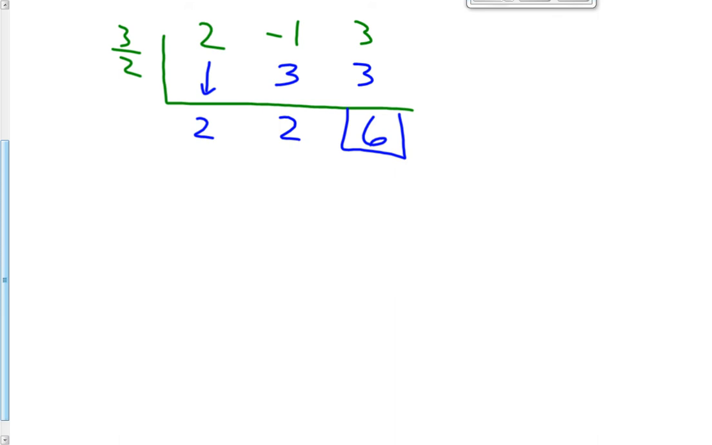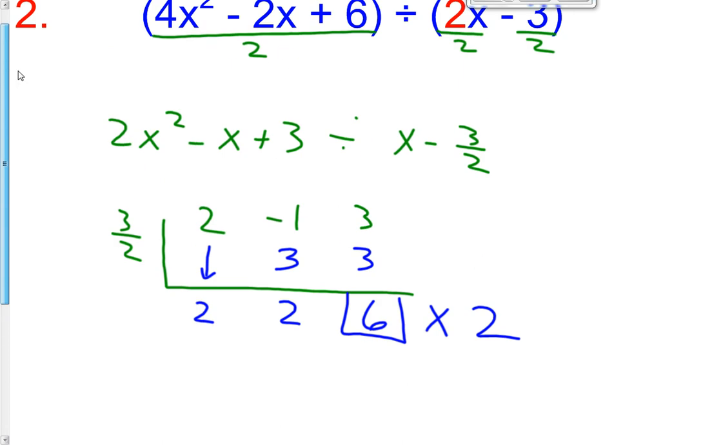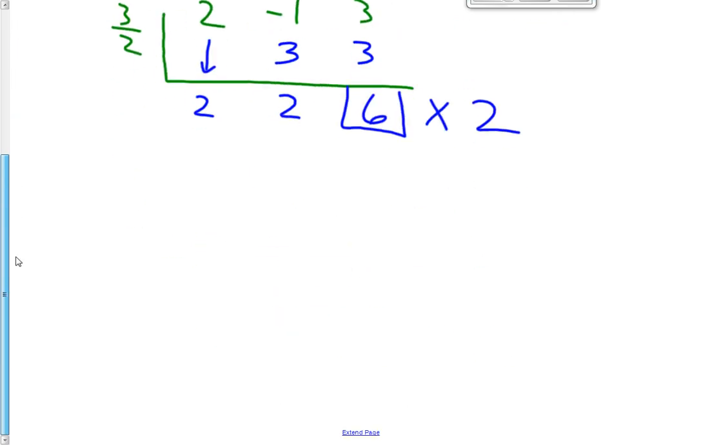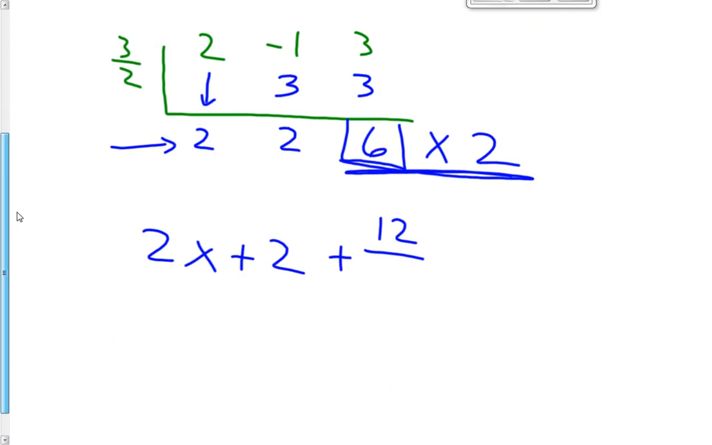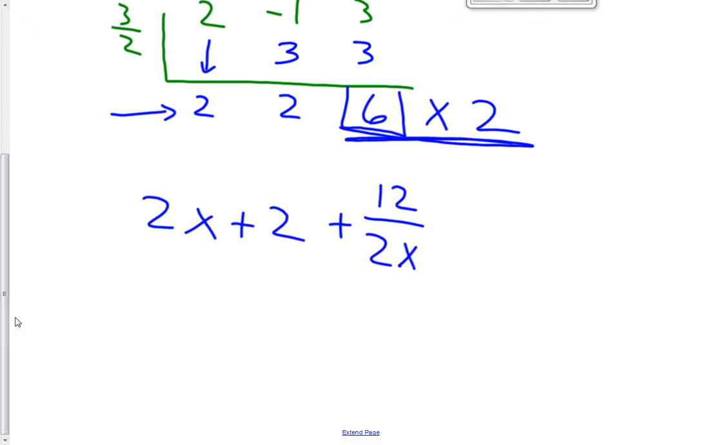So the 6 is our remainder. What's so important is that we have to multiply by the number we first start off dividing by. So we divided everything by 2 right away, so we have to multiply everything by 2. Okay, our highest power of x is x squared, so this 2 represents x to the first. 2x to the first plus 2 plus a remainder of 12, because 6 times 2 is 12, over our divisor. Our original divisor is 2x minus 3.